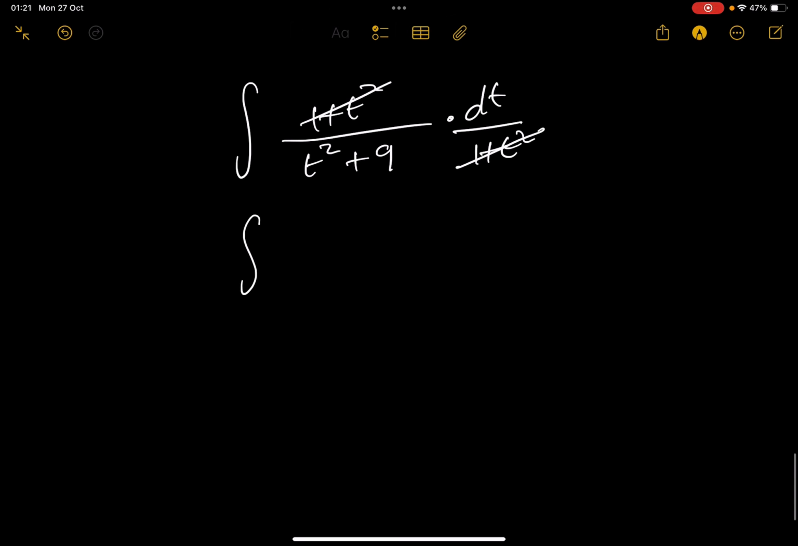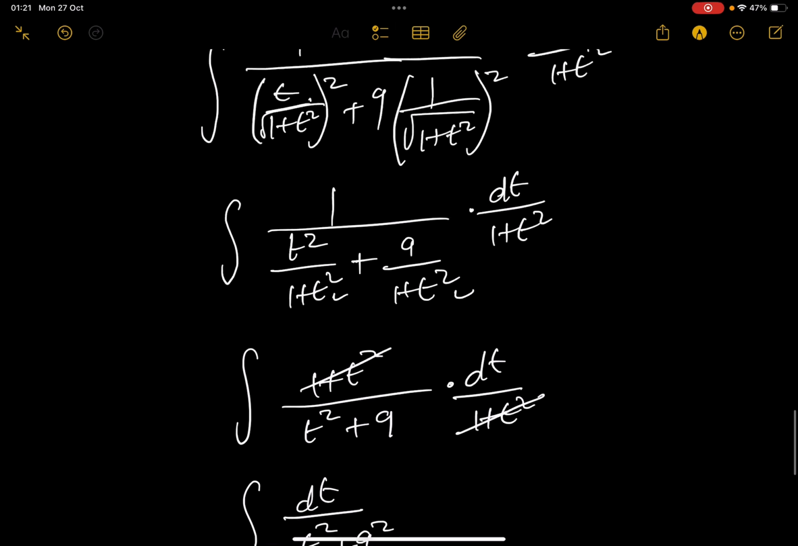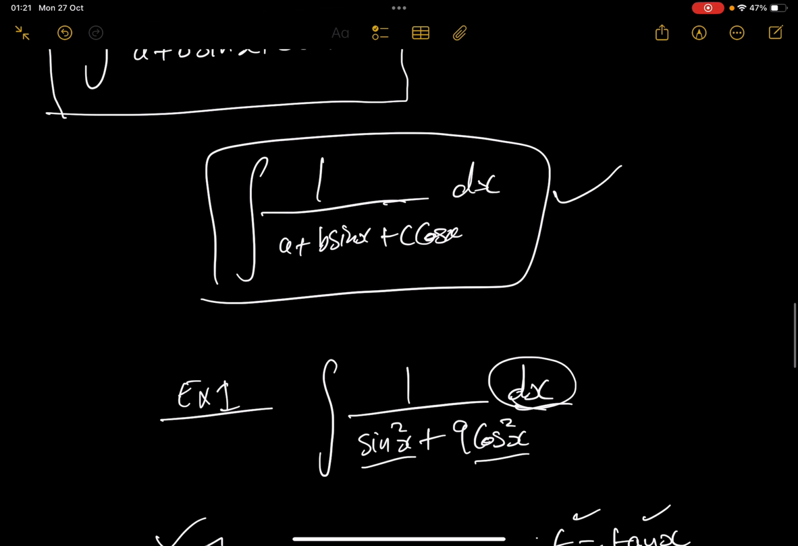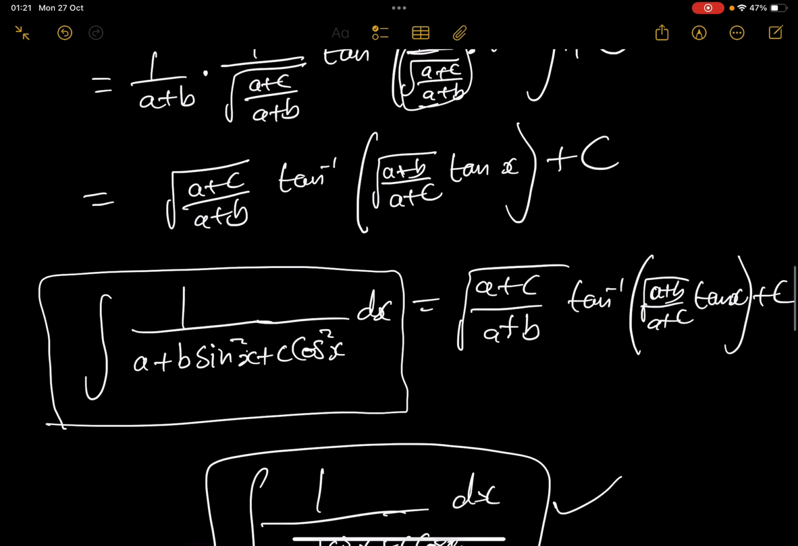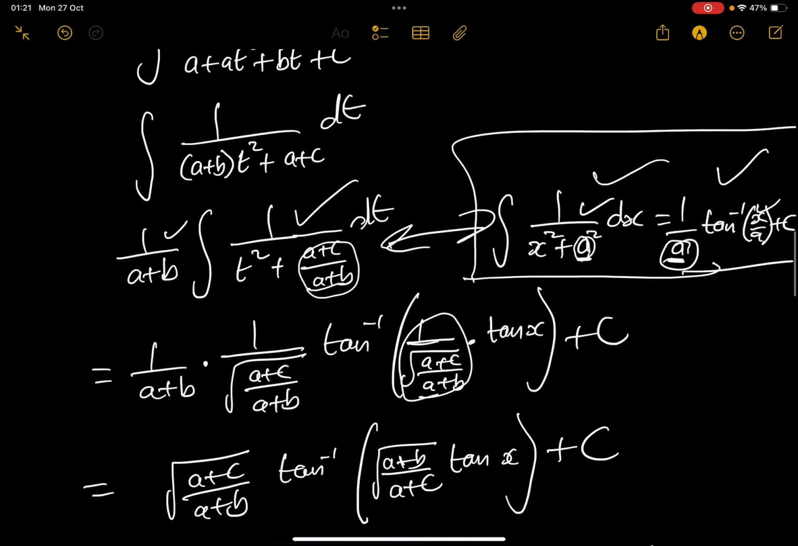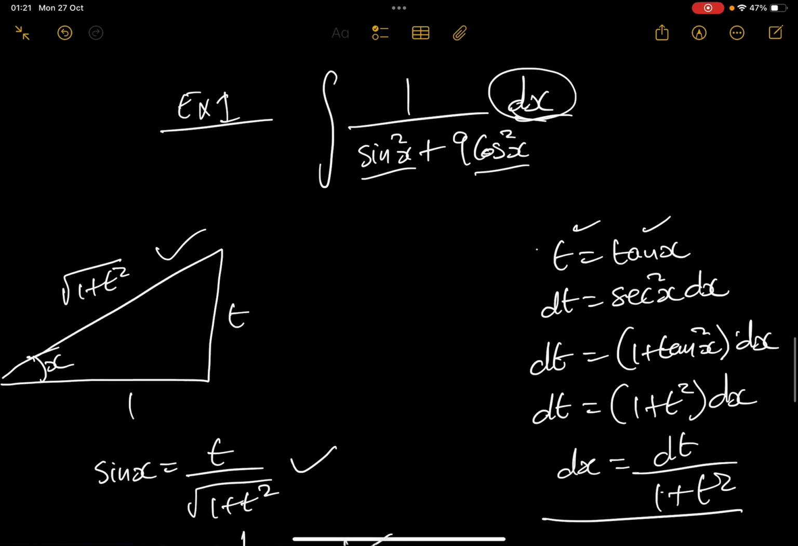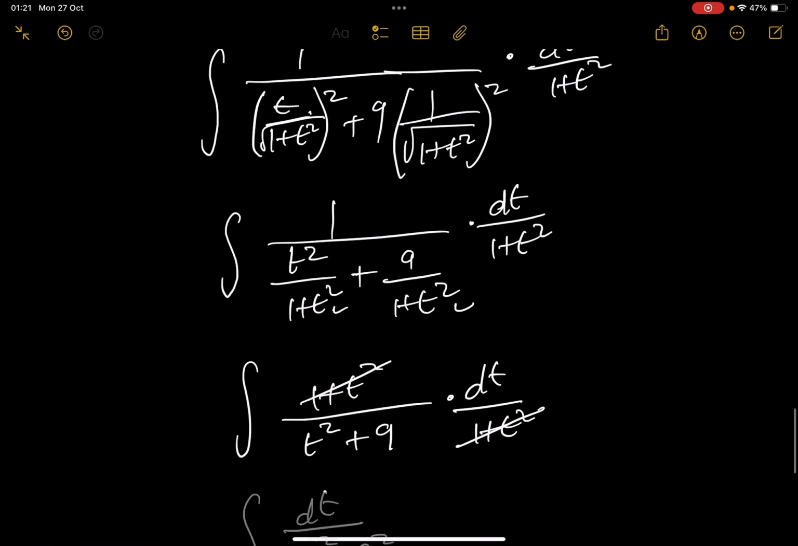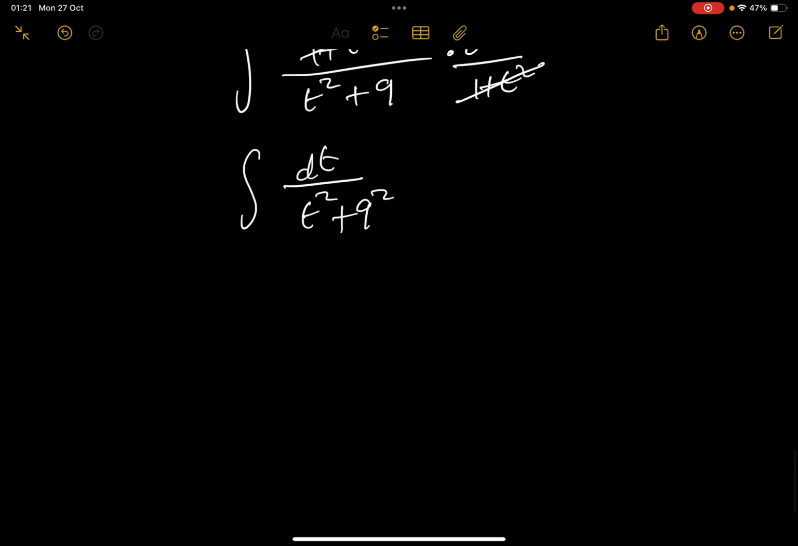And then now you have the integral of dt over t squared plus 9, which comes back to the same thing that I derived earlier. So you are going back to this format. Whenever you have trigonometric functions squared in the denominator, you go back to this format.